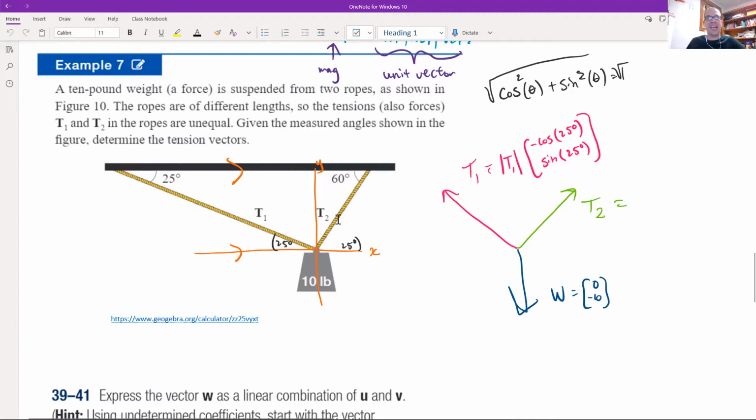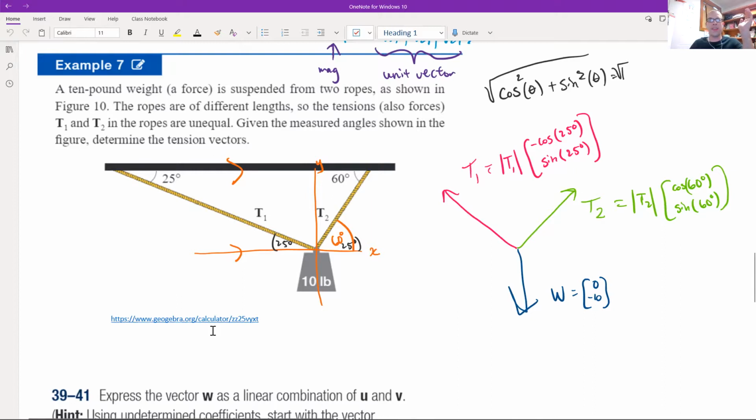Moving on to the second vector, tension number 2. Here again, we've got a 60-degree angle because of alternate interior angles, and this one's even easier. Let's make the unknown magnitude T2, and we're going to multiply it times the unit vector where we've got cosine of 60 degrees and sine of 60 degrees. Cool.